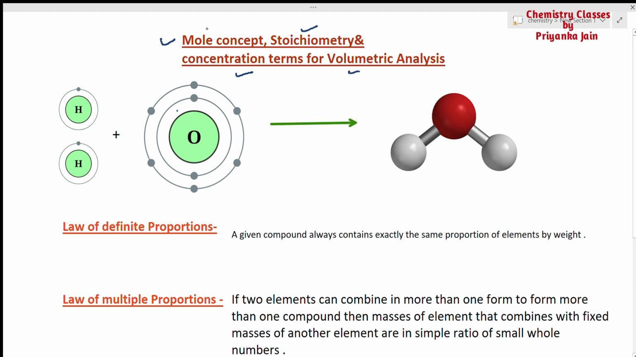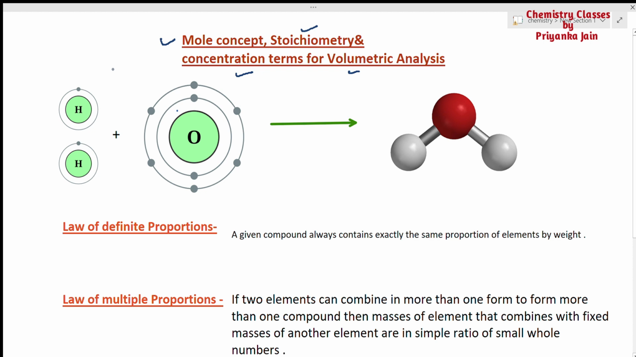Firstly, we should understand what the mole concept is and why we need it. Mole is a very important unit that is used for counting the number of atoms, molecules or ions, any elementary entity. We know the atomic masses or the molar masses.